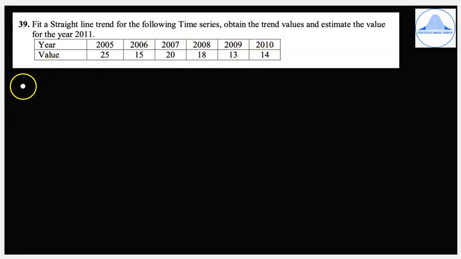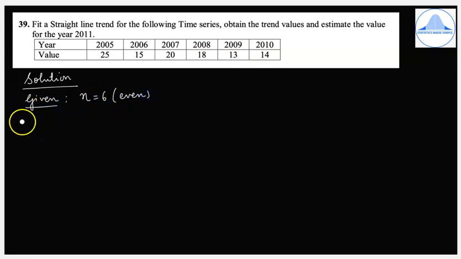Now let us first start with the solution. So under solution, I will write given the number of years, that is n. So totally the number of years are 6 and 6 is an even number. Now let us first write, let y equal to a plus bx be the straight line equation.